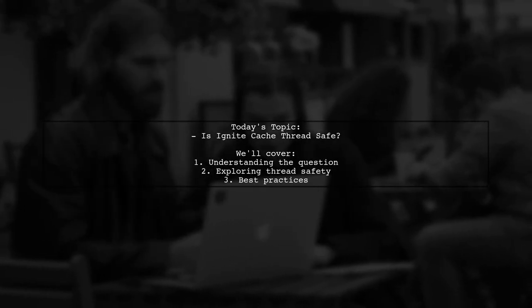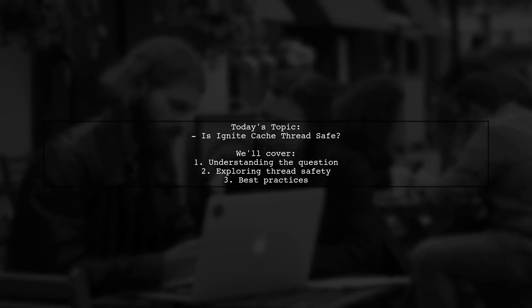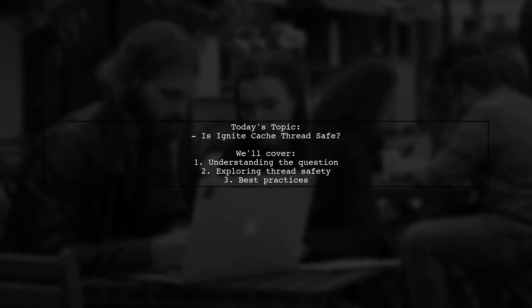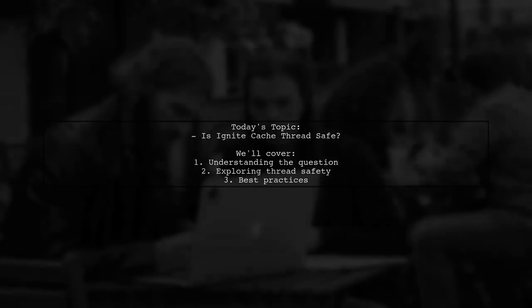Today we're tackling an important question that many developers encounter when working with Ignite Cache. Our viewer asks, is Ignite Cache thread safe? Let's dive into the details. The viewer is planning to load the cache concurrently from multiple threads using a simple code snippet. They want to know if it's safe to do so, especially since the documentation doesn't explicitly mention thread safety.